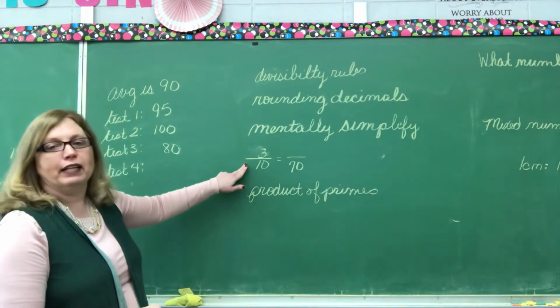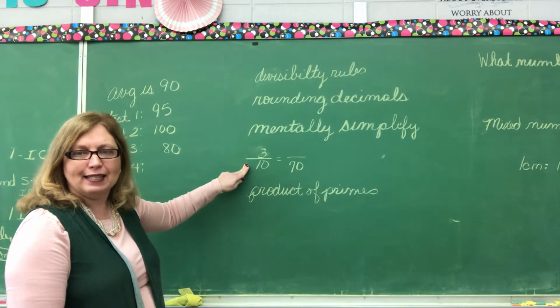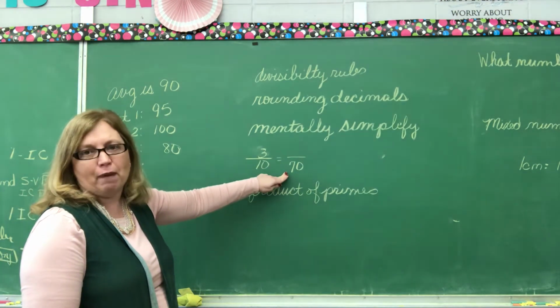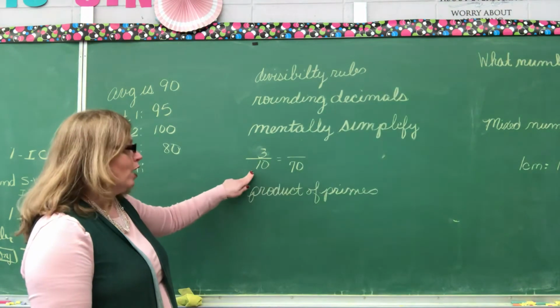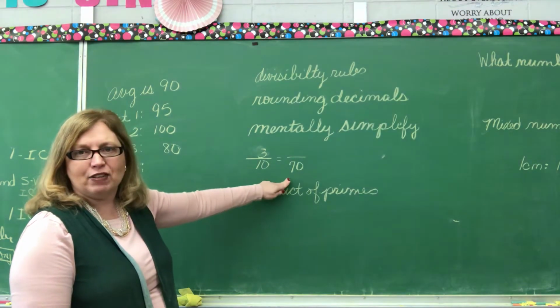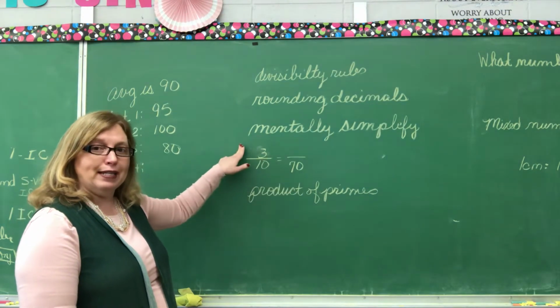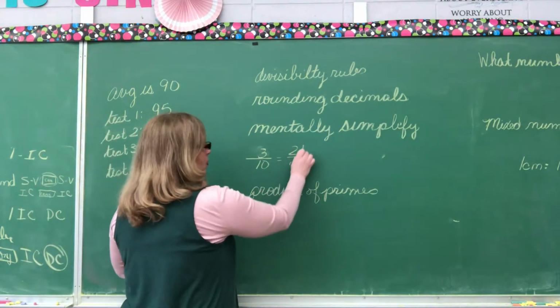I'm going to give you a fraction like 3/10 and say make the equivalent fraction if the other denominator was a 70. Well, what do I multiply 10 by to get 70? 7. So 10 times 7 is 70. So 3 times 7 is 21.